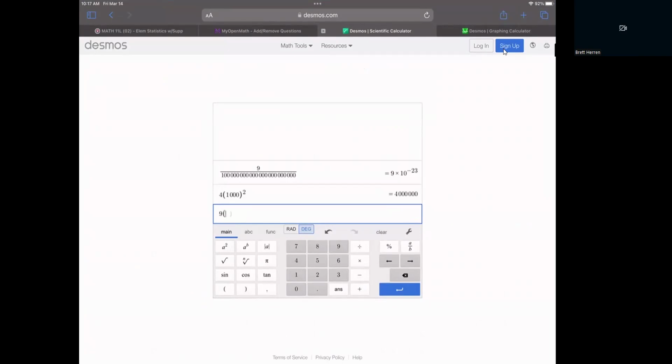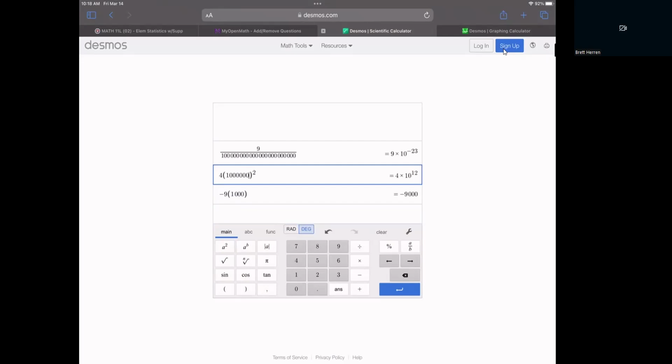And then I'll go 9x and I'll put in also 1,000. See how much bigger 4x squared is than 9x? You might say, well, it's negative 9x. Yeah, whatever. Okay. Oh, it's negative 9x. Still, that's what, 4 million compared to 9,000. And I'm only plugging in 1,000. What if I plug in a million?